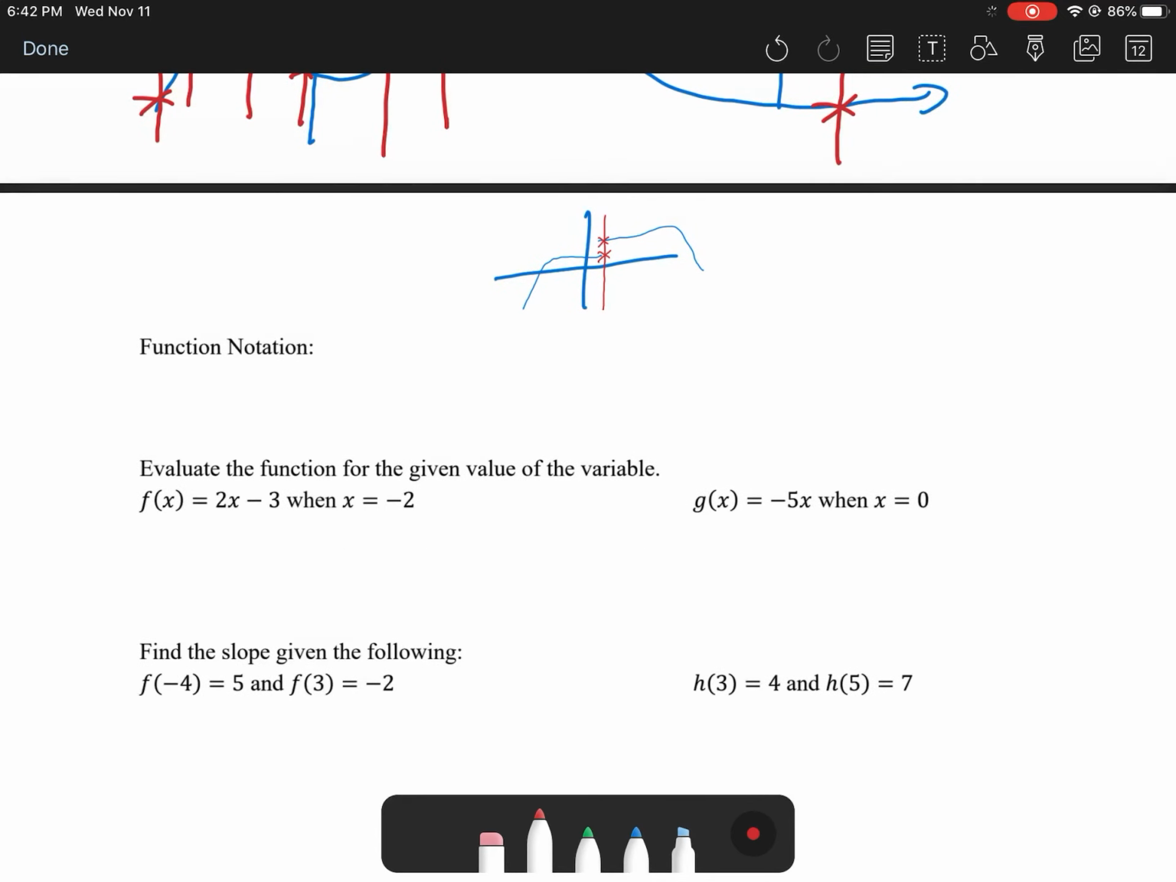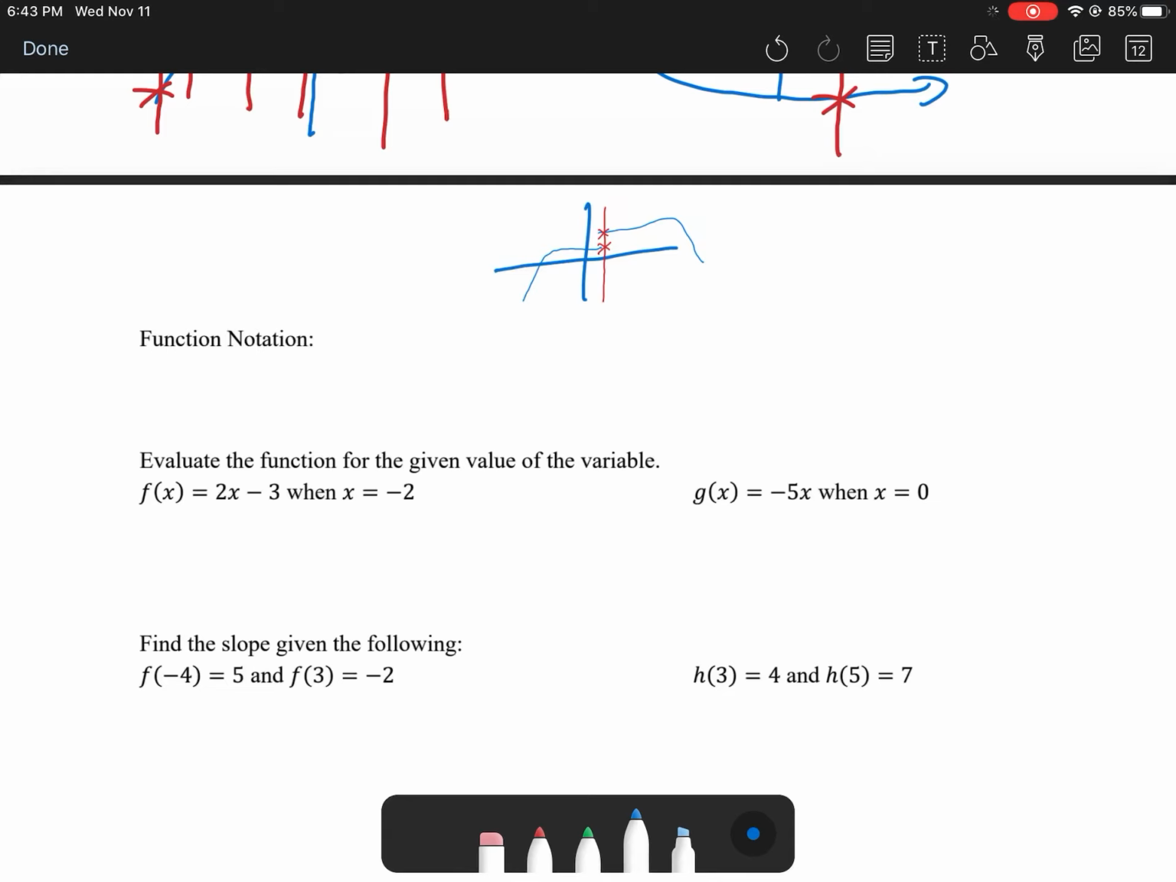Function notation. This is what I'm super excited for because I hate using y so much. Mathematicians, again, we want to name things different things. We can't just keep using y sub 1, y sub 2, all that nonsense. So we have this new kind of thing called function notation. For the most part, you will see f of x. That means the function f with the input x.